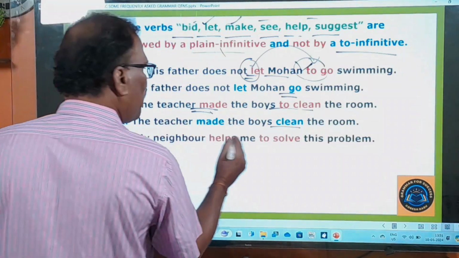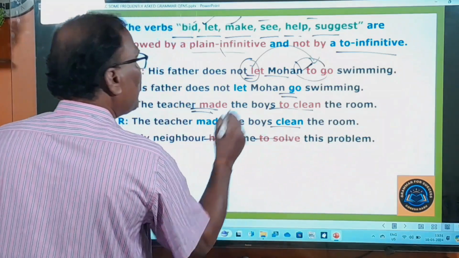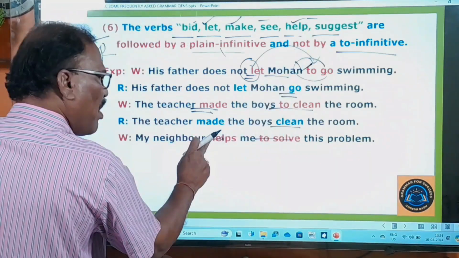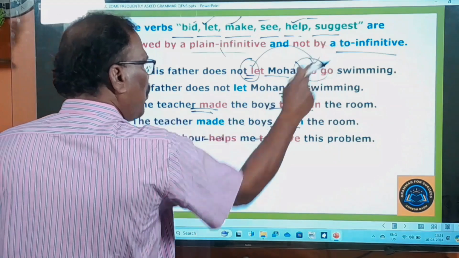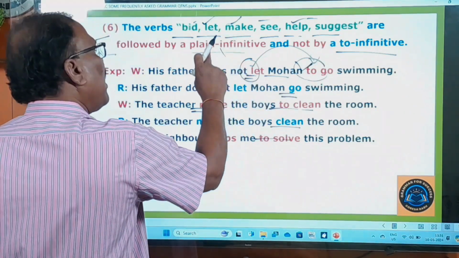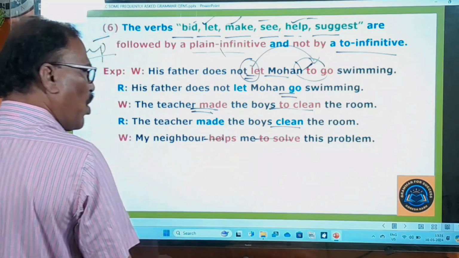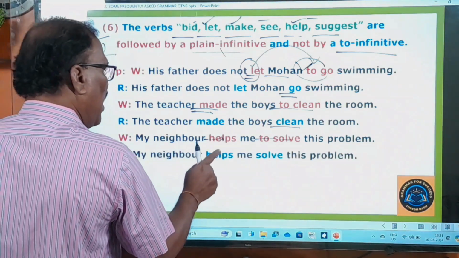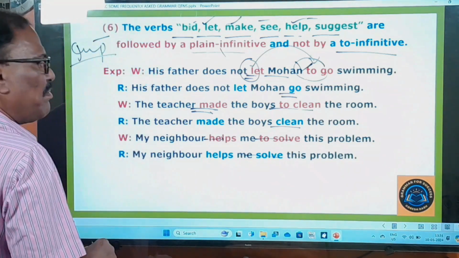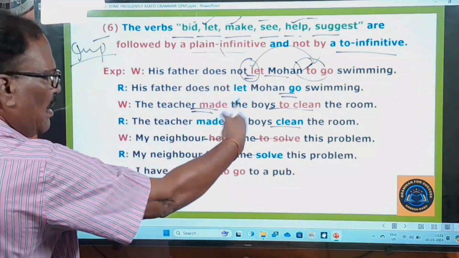One more example. My neighbor helps me to solve this problem. This verb help is also there. It also doesn't take a to infinitive after it, but a plain infinitive. Therefore, you cannot say my neighbor helps me to solve this problem, but you say my neighbor helps me solve this problem. Now we can easily understand.